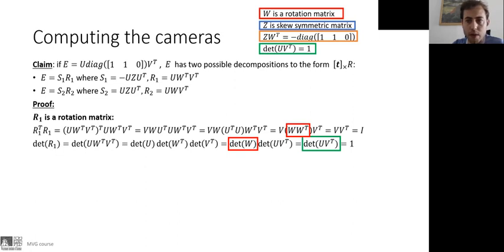Okay, so what do we need to show in order to prove that S1 is a skew-symmetric matrix? Someone remember what's the definition of a skew-symmetric matrix?